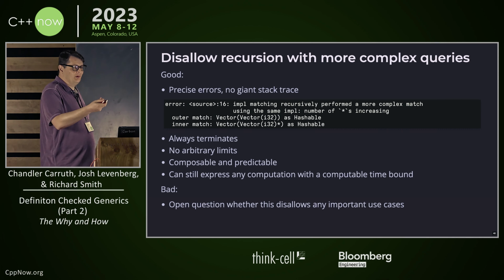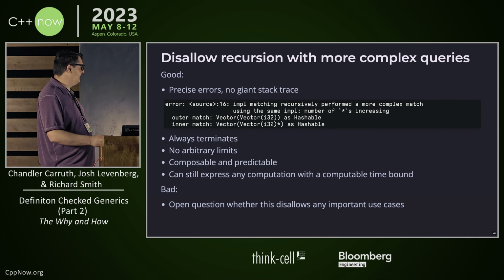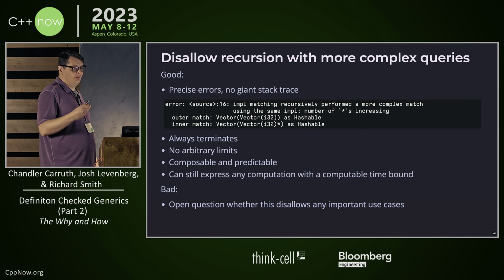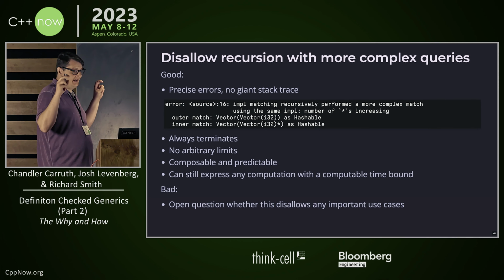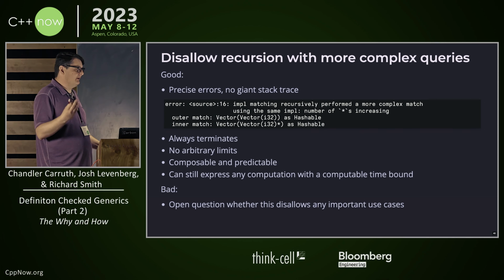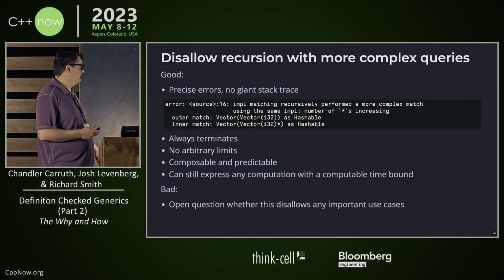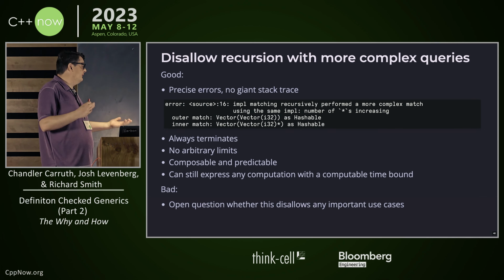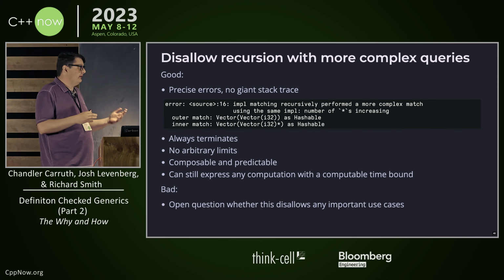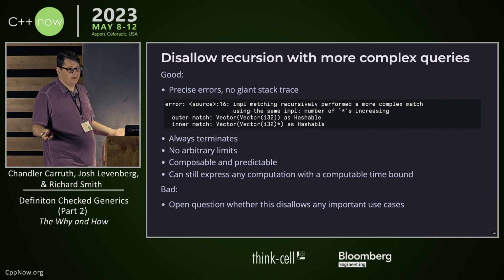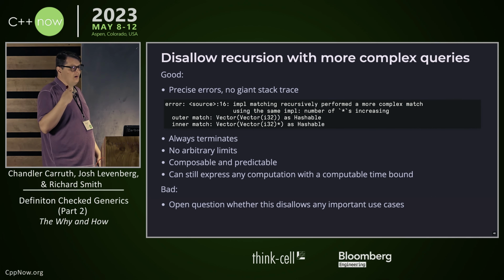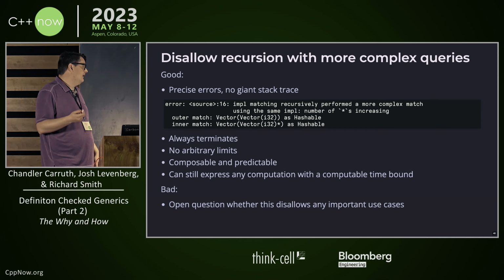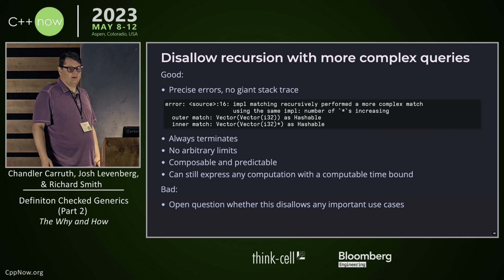And as John pointed out earlier, thank you for that, we can still express any computation where the time bound is itself computable by adding a so-called gas parameter that you initialize in some way that you compute based on the query. But the downside of this is that this is no longer fully general. It's no longer Turing complete. You can no longer perform arbitrary computations while doing impl selection. And we don't know whether this will disallow any really important use cases that we feel we need to accept.